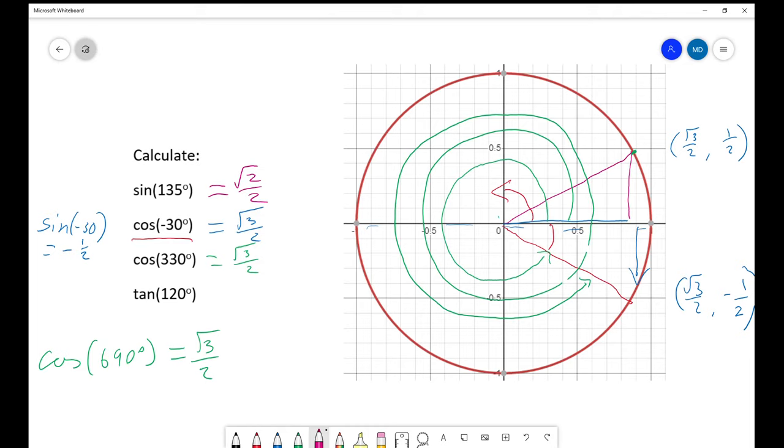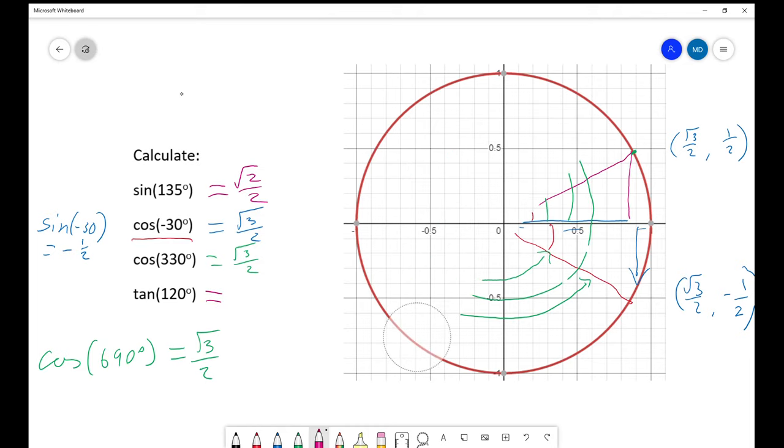And then lastly, what's tan of 120? Let's clear this off. This is a bit of a mess now.